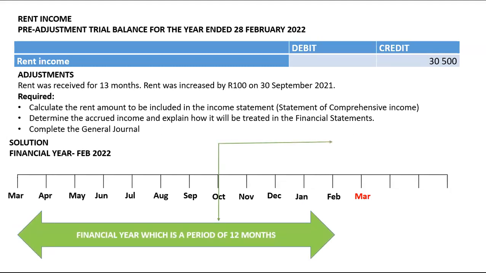As I've said, this rent increase is on the 1st of October. So we're going to have it increased by 100 Rand from the 1st of October. So from the 1st of October, it was X plus 100, which is 1, 2, 3, 4, 5, 6. It will be X plus 100 for 6 months. However, it was X for 1, 2, 3, 4, 5, 6, 7. It was X for 7 months.